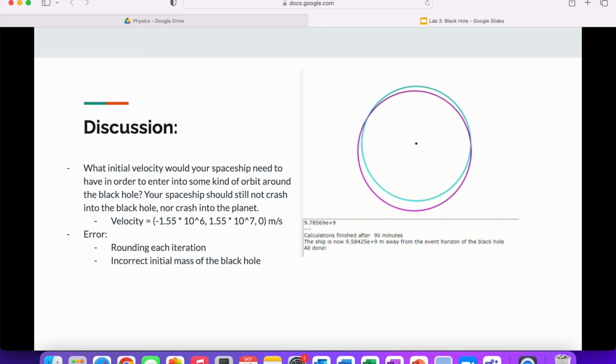Some sources of error in this part of the lab would be rounding in each iteration and also an incorrect initial mass for the black hole.